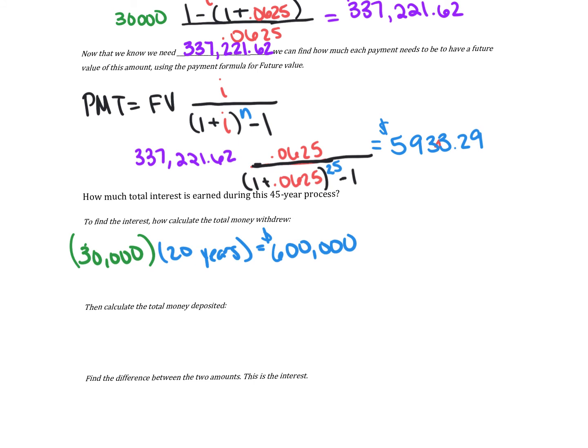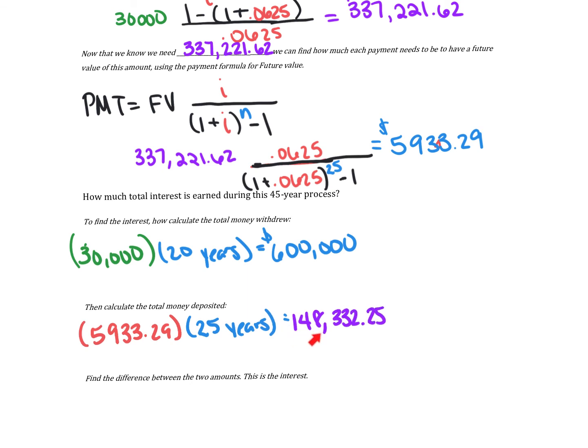So again, we've taken our deposits. We only had $5,933.29. We did that for 25 years. That's how much we deposited, and that's equal to $148,332.25. So this is all we've actually deposited into the account.